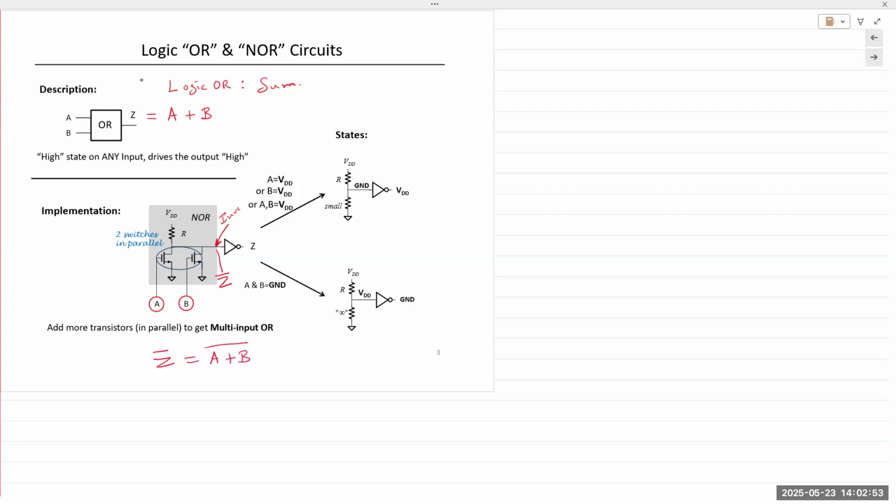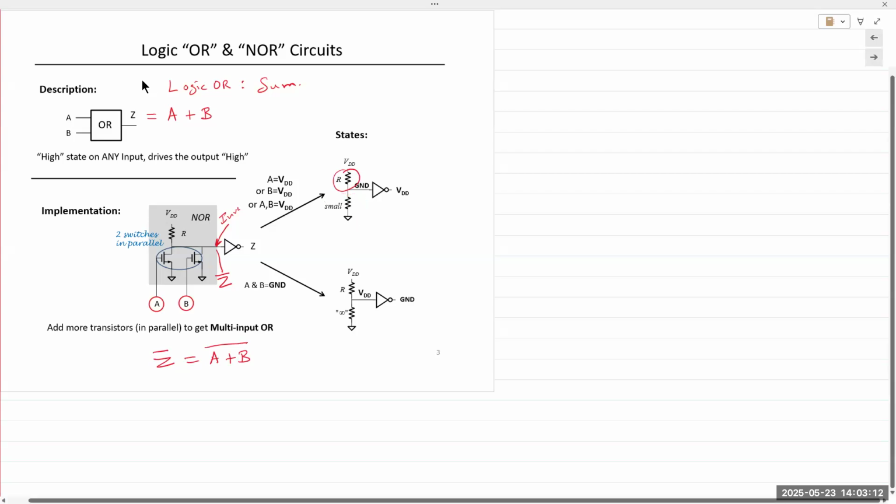A plus B bar. Because if you have 2 in parallel, again, you can model this as a pull-up resistor right here. When they're on, resistance is small, gets connected to ground. Output is 0, right? If any of the transistors is on, there's a direct pathway to ground.